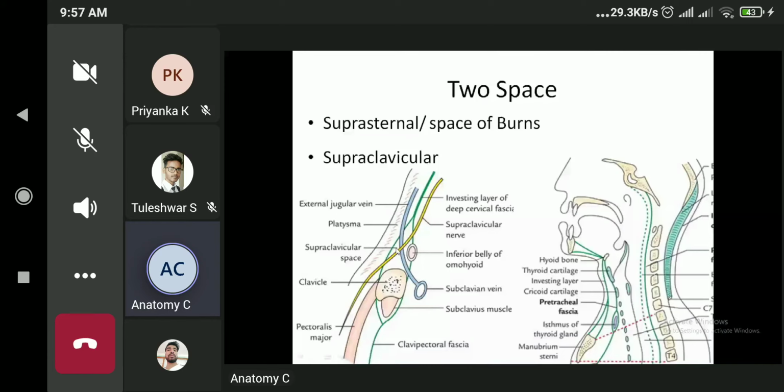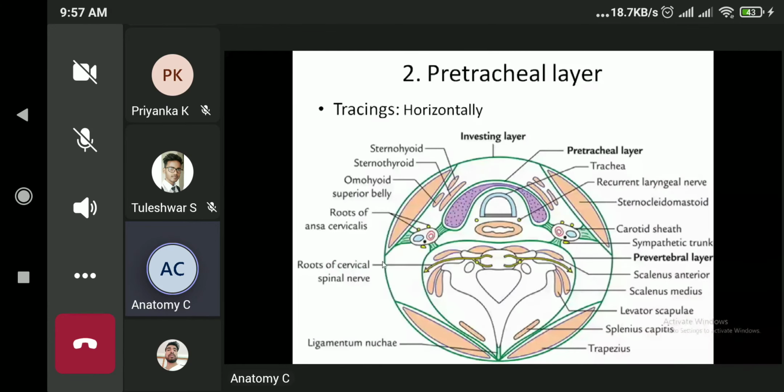And this supraclavicular space includes the supraclavicular nerve as well as the terminal part of the external jugular vein. See, this is the external jugular vein, its terminal part just before draining into the subclavian vein. So the contents of the supraclavicular triangle are the terminal part of the external jugular vein and the supraclavicular nerve. Are you people clear about this? We are done with this investing layer. Yes, ma'am. Okay, we are done with the investing layer.